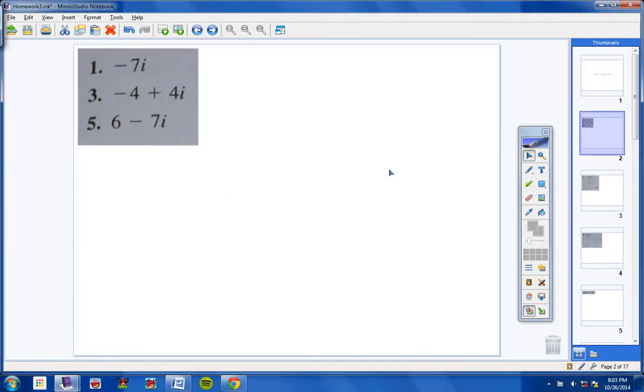Let's go ahead and get started with numbers 1, 3, and 5. The directions say to plot the complex number and find its absolute value. So here we go.